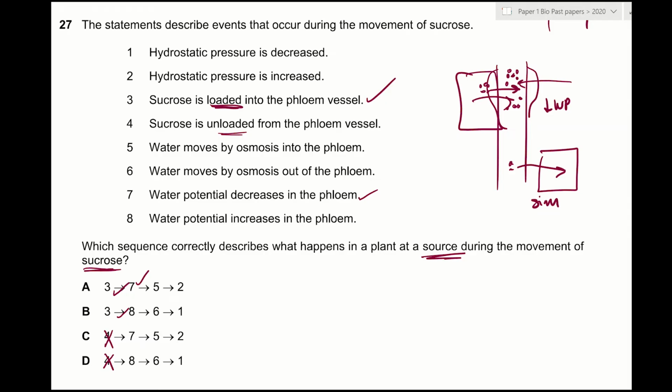Water moves by osmosis into the phloem. You just mentioned this point, so this is going to be correct. And then 2, hydrostatic pressure is increased. This is correct because now there's so much water inside the phloem that a hydrostatic pressure builds up, and then sucrose moves down that hydrostatic pressure gradient from a higher pressure into a lower pressure. So A is going to be the correct answer.